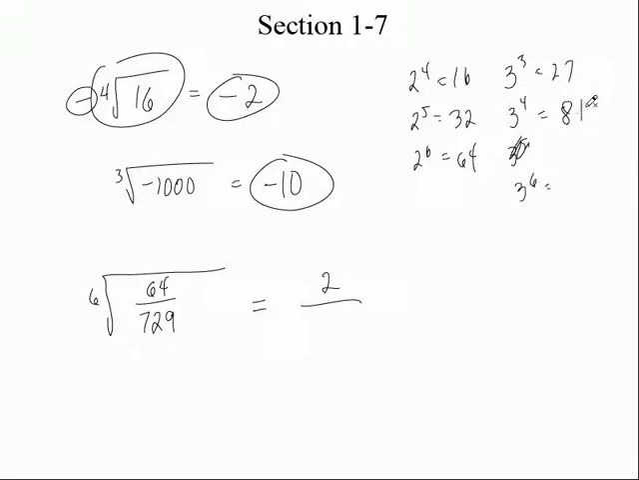It would just be this times another what? 9. So let's just do that. Watch, that's a 9, that's a what? Wow, look at that. So what's the 6th root of 729? It's 3. There it is. So you could legitimately figure that out, couldn't you?